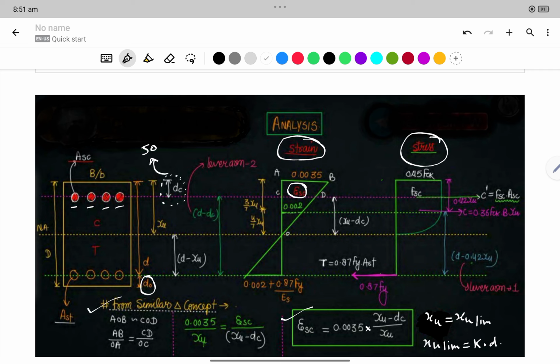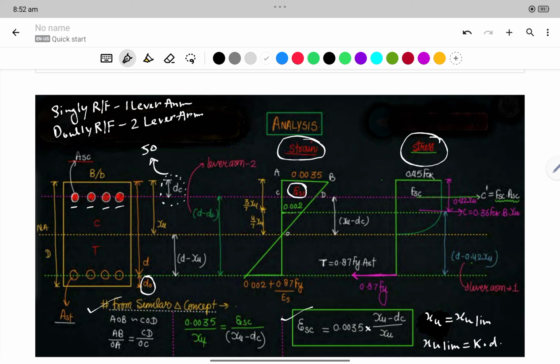See, one thing you can derive from here. If it is a singly reinforced beam, there is one lever arm, but for doubly reinforced, there will be two lever arms. See what are the two lever arms.